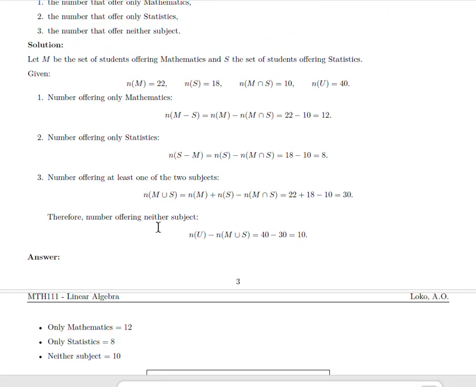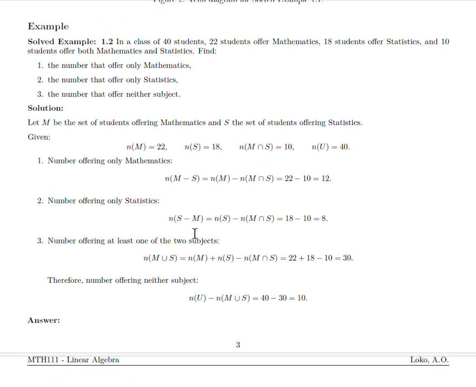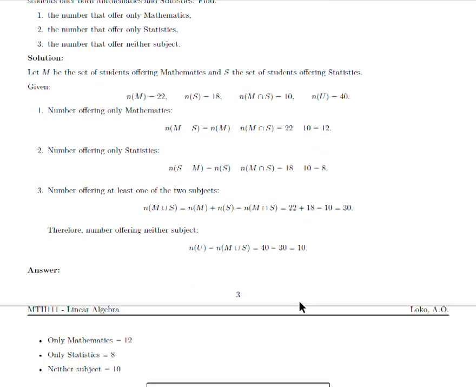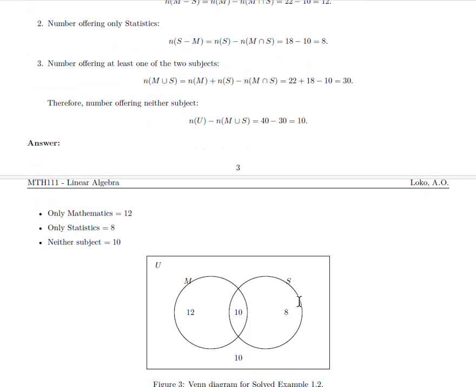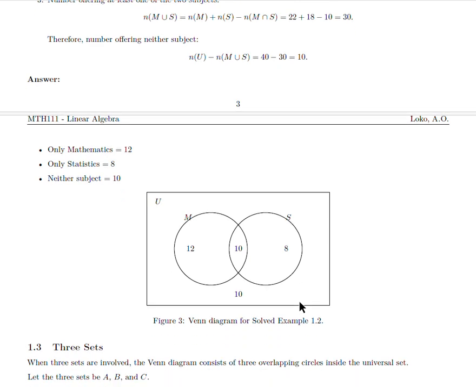Then the number offering neither subject would be the universal set minus the union of both sets. We've gotten the union of both sets to be 30, and the universal set from the question is 40. So 40 minus 30 is simply 10. And obviously we have all our answers.